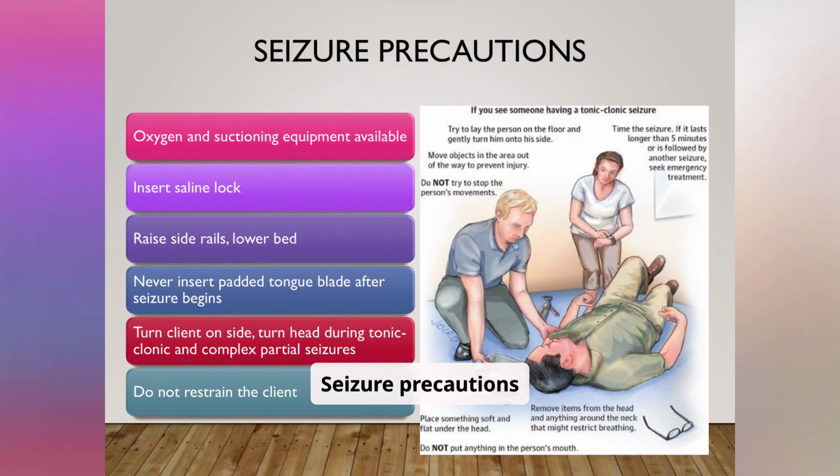Seizure precautions are essential for ensuring patient safety. These include having oxygen and suctioning equipment readily available, inserting a saline lock, raising side rails, lowering the bed, turning the client on their side, and avoiding restraint.